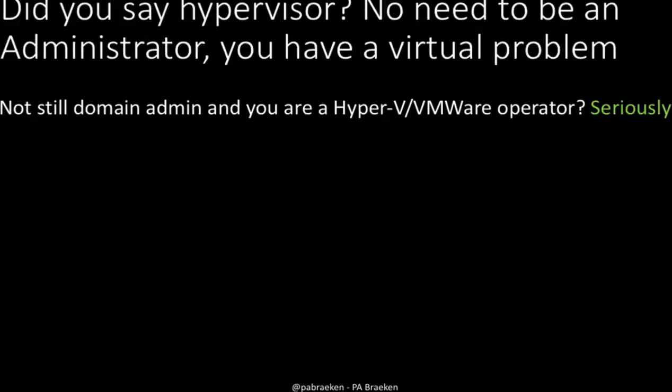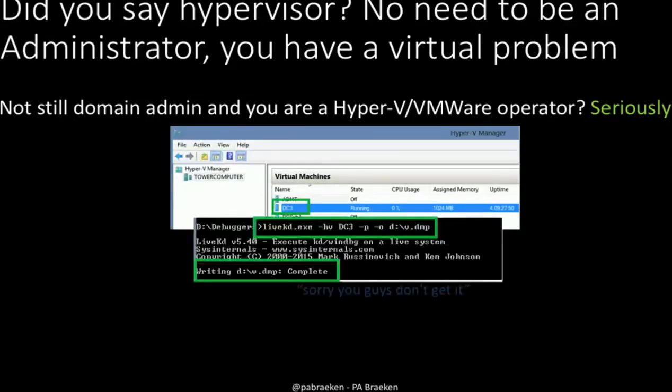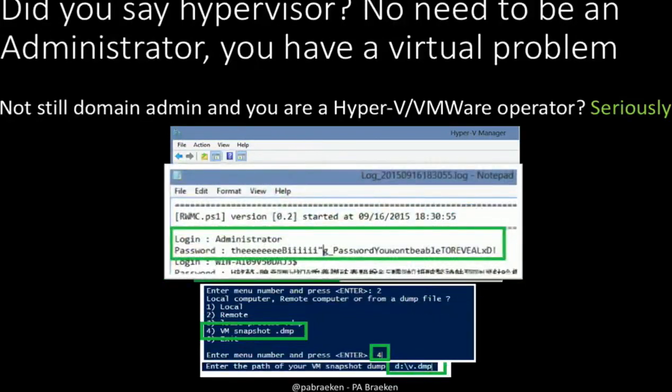So for the hypervisor, you say you are an operator in a hypervisor environment and you have more rights than a domain admin? Seriously? So this thing is on Hyper-V, but it works also on VMware. You will just use a Hyper-V tool from Microsoft, written by Mark Russinovich, which is LiveKD, and which will allow you to dump the memory of a virtual machine running on the Hyper-V system. So once you have this dump, you give it to Pypykatz, and it will give you the password, even if you have absolutely no rights inside the domain or inside the virtual machine.